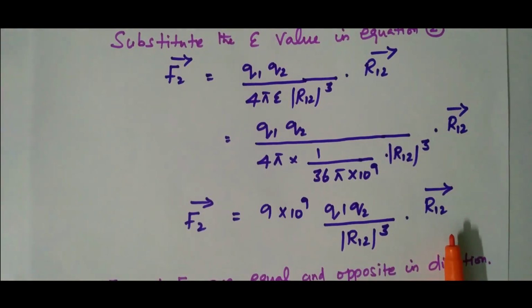Equation 1 is the scalar form, q1 q2 divided by 4 pi epsilon r12 square. That is a scalar form. So while solving a problem based on vector quantity or scalar quantity, we can use equation 1 or this equation. This is the scalar form and this is the vector form that can be used while solving the problem. Based on the data available, we can go for either vector form or scalar form, right?